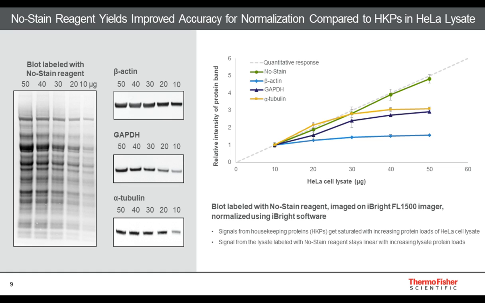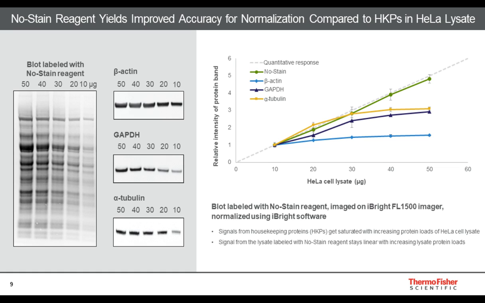So as you can see, No-Stain labeled membrane provides a linear signal over the protein load. So from 10 to 50 microgram, you can see a linear increase in signal intensity. The signal intensity was measured and plotted, and it tracks very close to the ideal quantitative response, which is represented by the gray dotted line in this graph. And that indicates that the signal from No-Stain is linear for the protein range used, and it does not saturate.